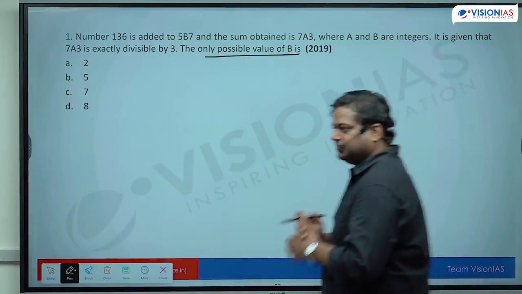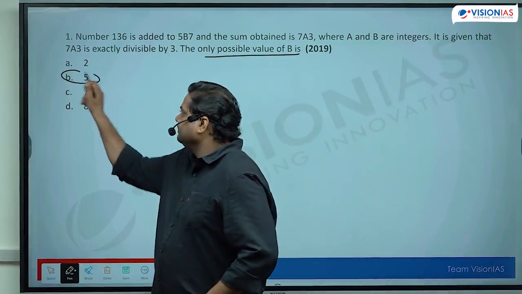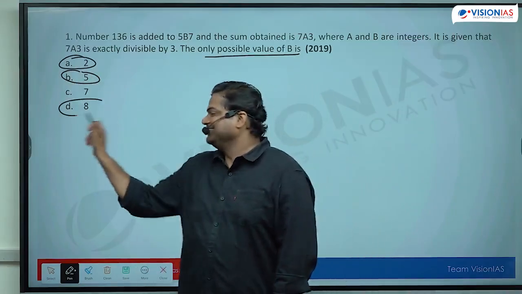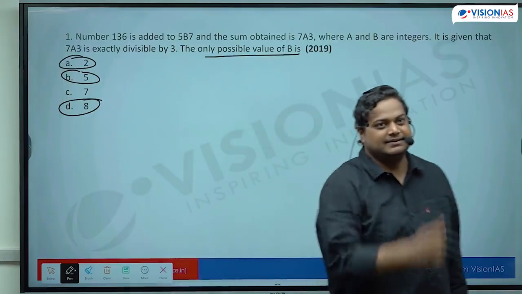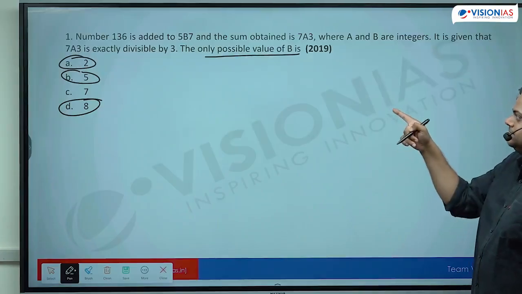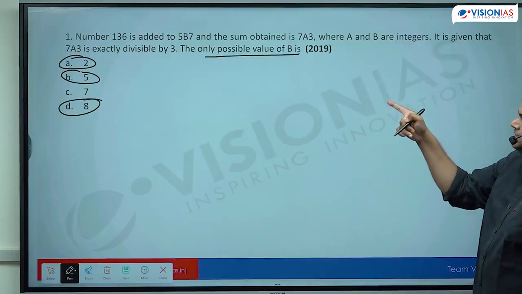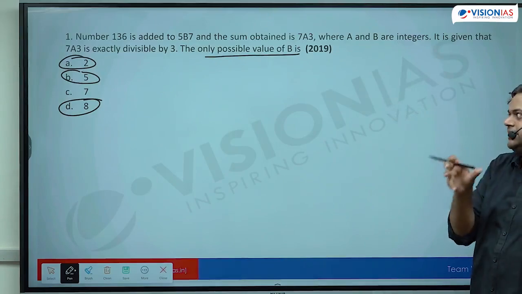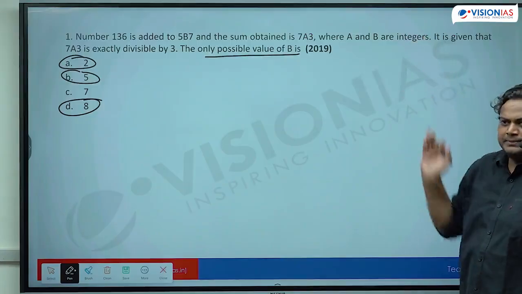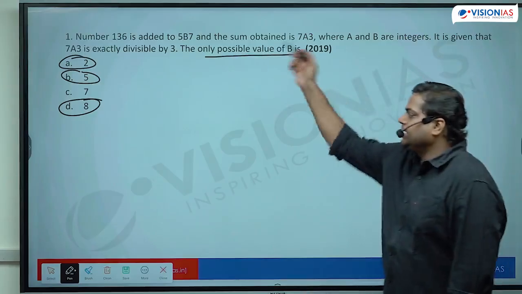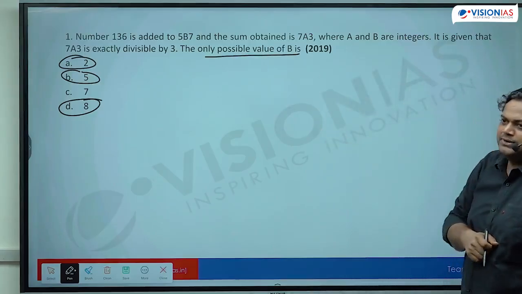B is equal to 5, A is equal to 2, 8, अच्छा, B is equal to 8. How it is coming? So first, 7a3 is exactly divisible by 3. We can have this idea that what are the possible values of A. With the help of possible values of A, we can calculate what can be the possible values of B.